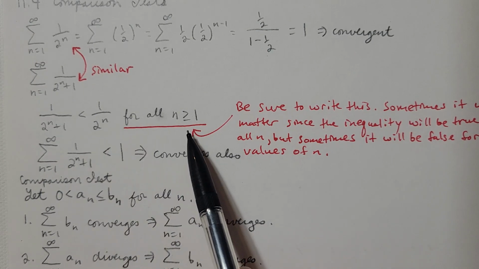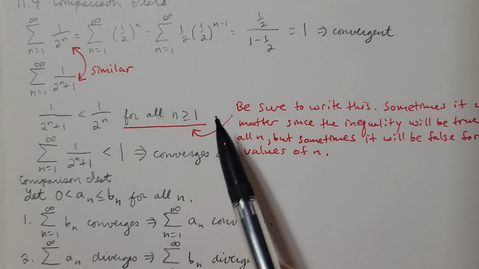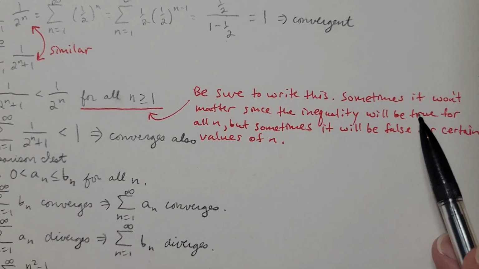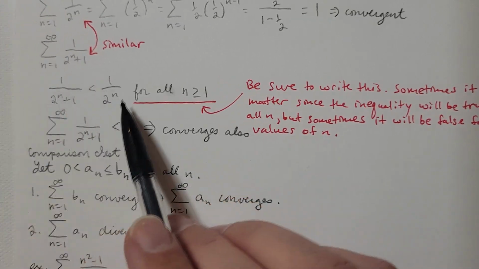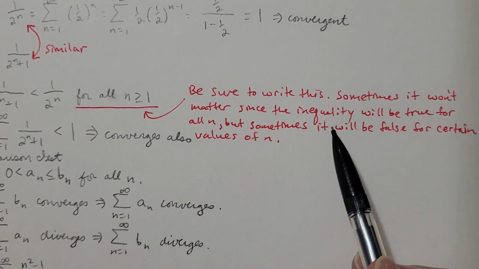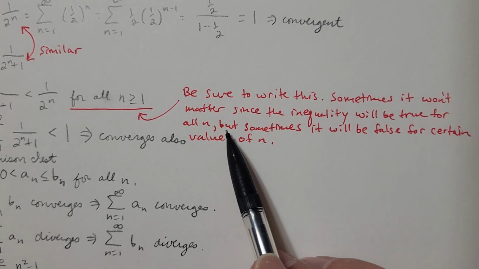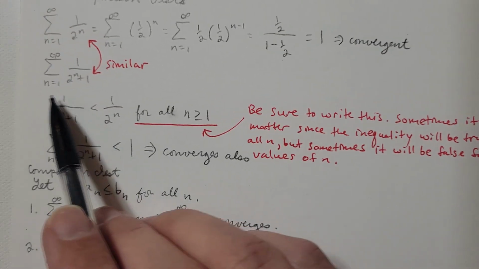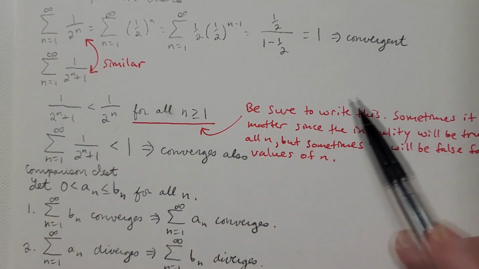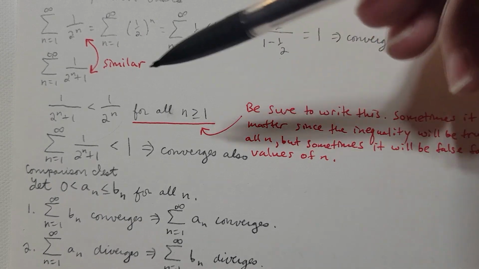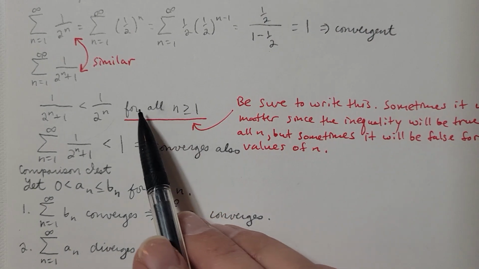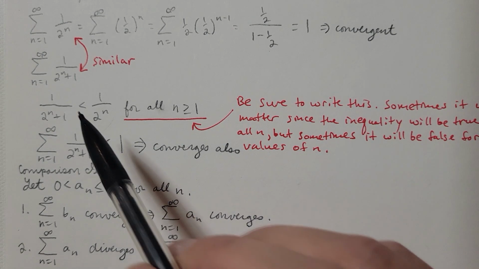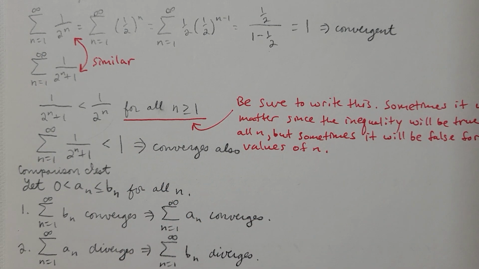And this is true for all n greater than or equal to 1. Now be sure to write this down, the conditions on n. Sometimes this inequality that you'll set up here won't matter because the inequality will be true for all n, but sometimes it will matter. Sometimes it's not going to be true for all n, and I'll see students not write this part down. Be sure to note for what values of n the inequality is true or not.